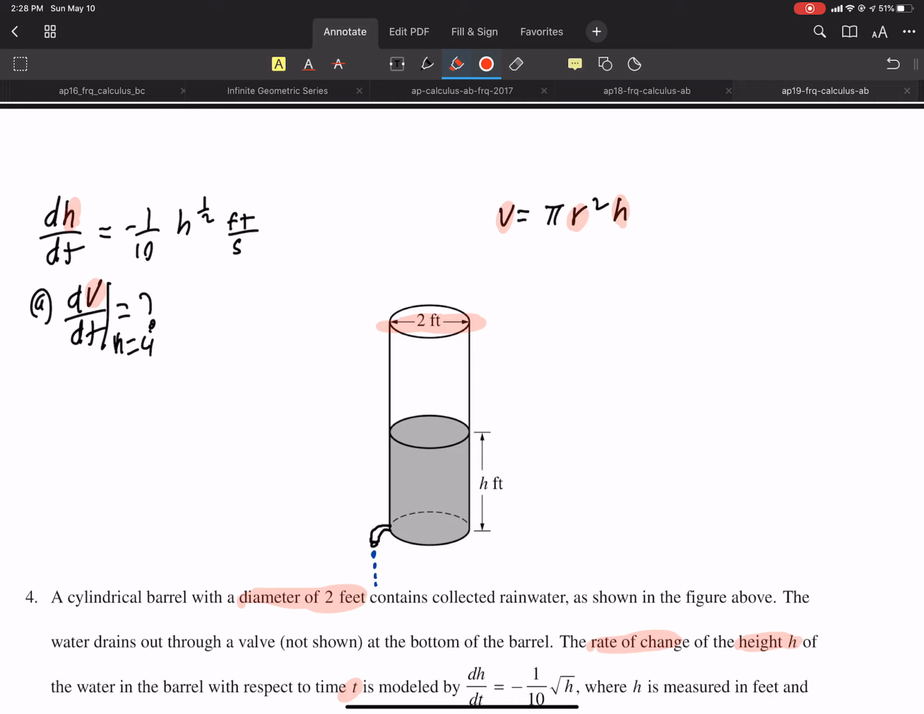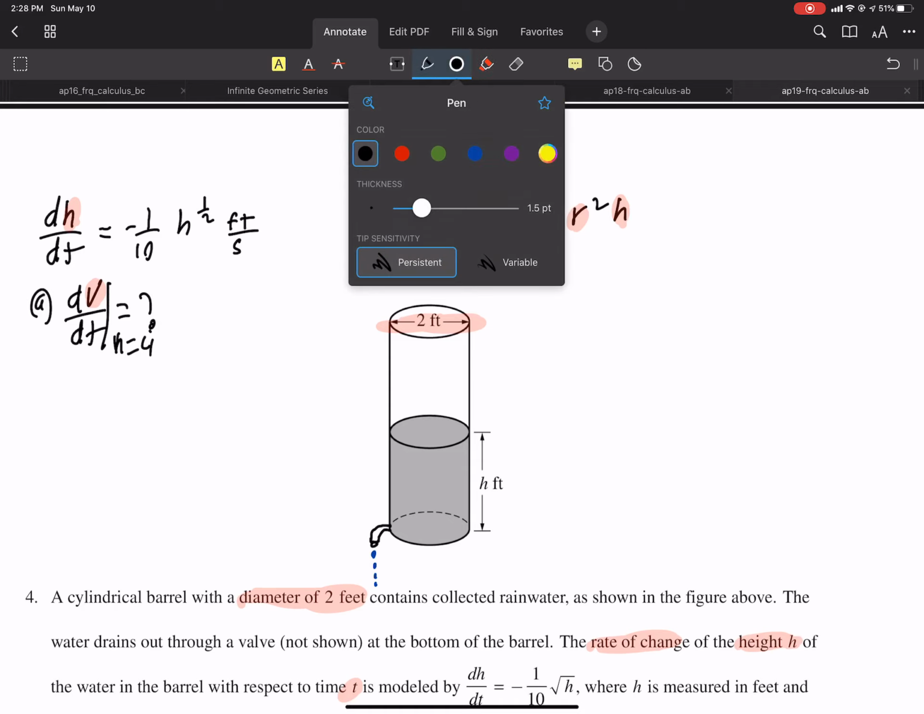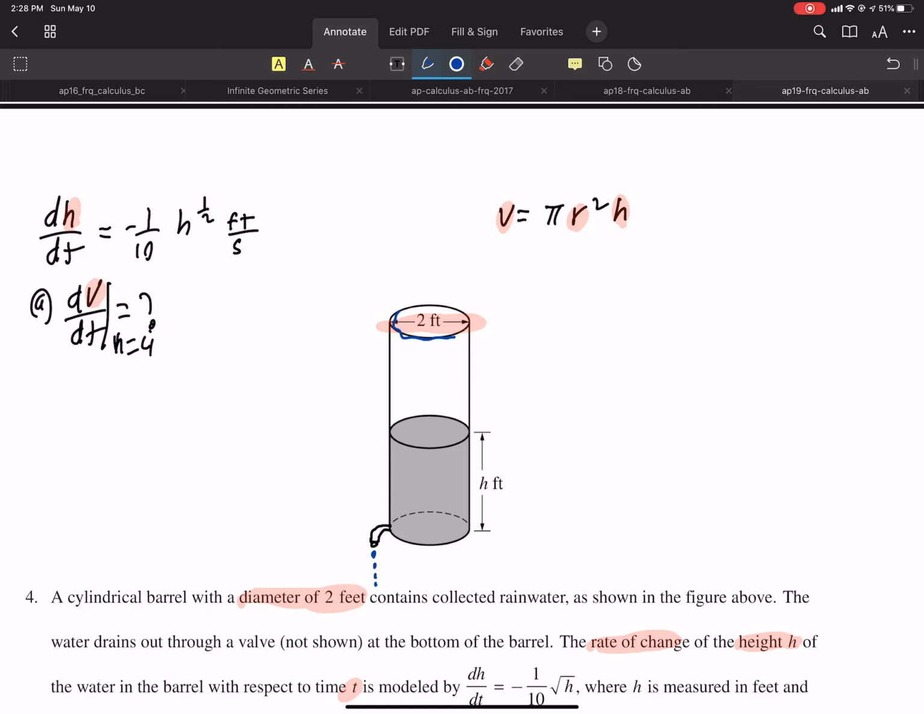So we need an equation for r. We're going to have to rewrite that. But we don't, because r is a constant. Look here. We have a diameter of 2. So if the diameter is 2 feet, clearly r is 1 foot. Lo and behold, it makes our life easier. So now our volume formula is pi times 1 squared times h.